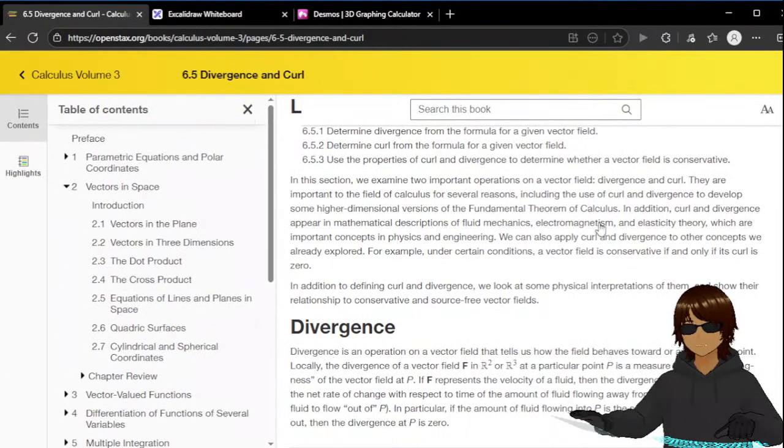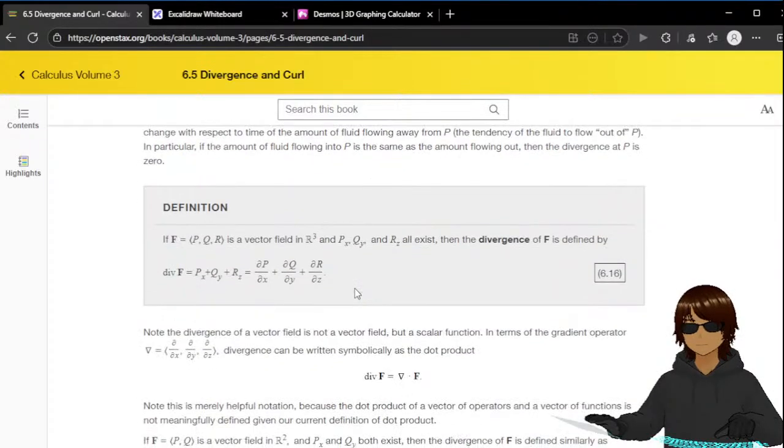Next topic seems to be about divergence and curl. I don't know what this is.